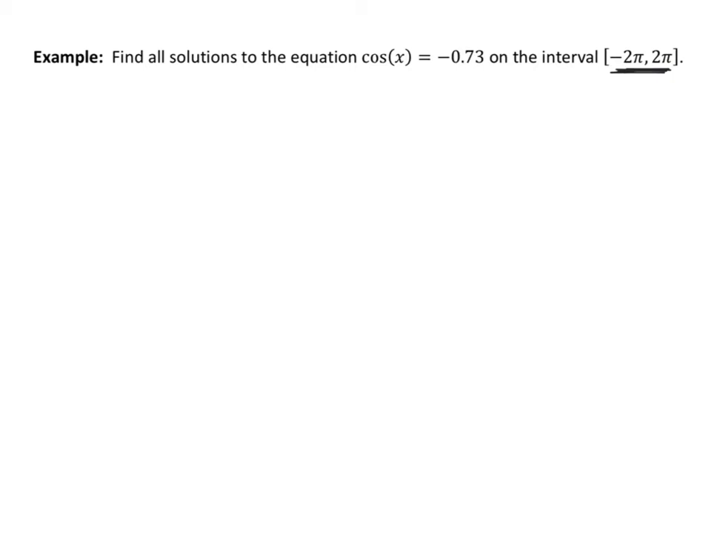All right, so now that you've tried this one on your own, let's go through it together. We're going to do step 1, where we find the primary solution. For this, I just did on my calculator the inverse cosine of negative 0.73 and found that that was 2.39. So I'm going to call that x1.